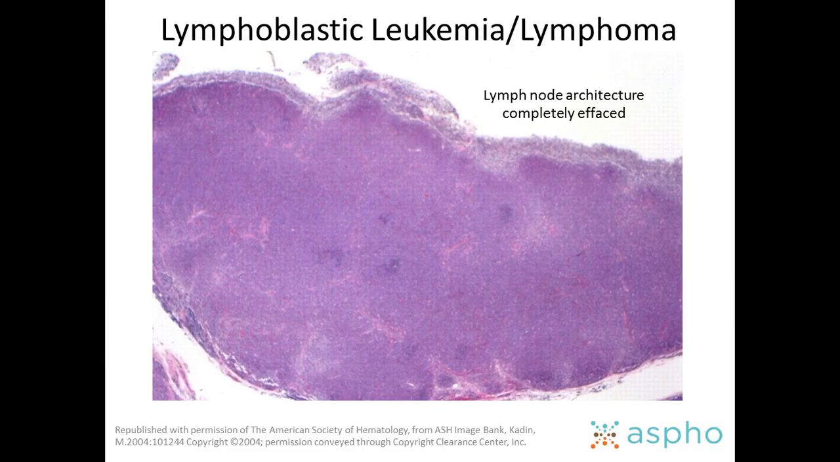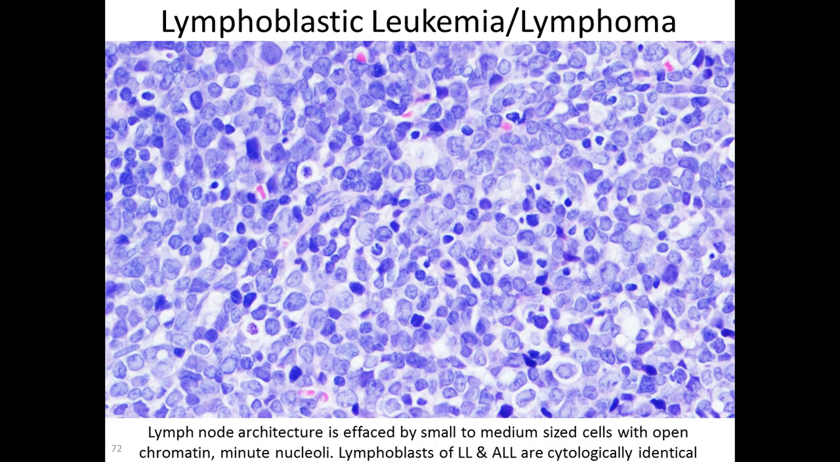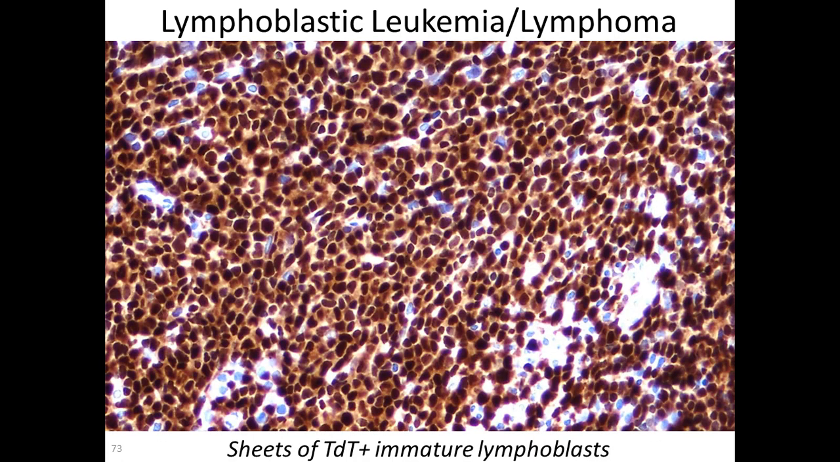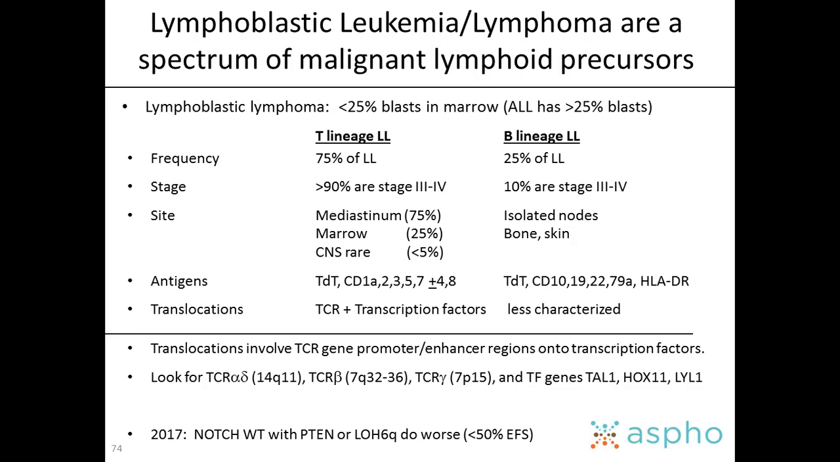This is lymphoblastic lymphoma. Here you see a lymph node completely effaced by sheets and sheets of small round blue cells. This is an up-close picture. Again, the lymph node architecture is completely effaced by small to medium-sized cells. There's open chromatin, there's nucleoli, and the lymphoblasts of lymphoblastic lymphoma and acute lymphoblastic leukemia are cytologically identical. These are sheets of TdT-positive immature lymphoblasts, and the point here is TdT is a marker of immaturity. This is an immature lymphoma.